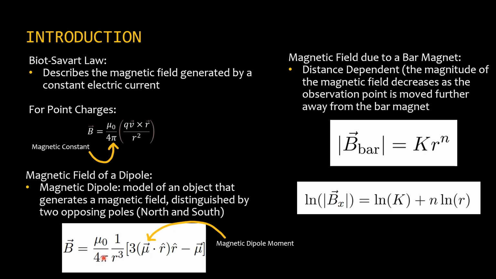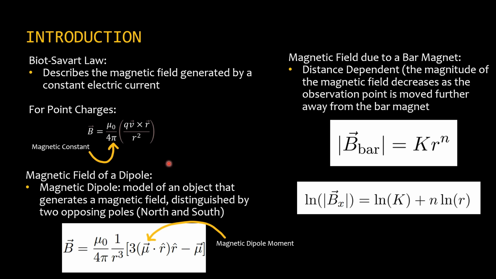As a little introduction, Biot-Savart law describes the magnetic field generated by a constant electric current, and for point charges it is depicted as this equation right here, with mu naught over 4 pi being the magnetic constant, and the rest: q being charge, v being the velocity, r being the r vector, and this will be the magnitude of r squared.